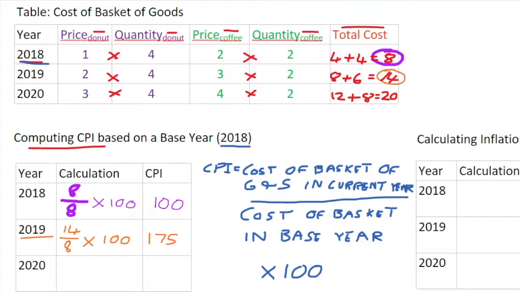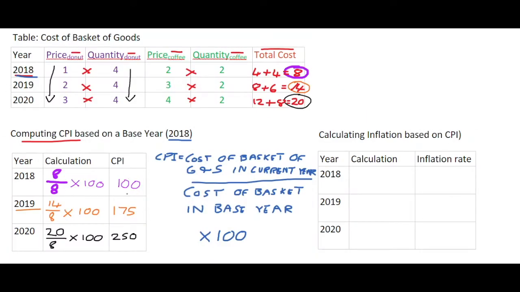In 2020, the cost of the basket of goods and services in the current year is 20. So 20 divided by the cost of those in the base year, which we know is 8. And again, we multiply our answer by 100. So 20 over 8 multiplied by 100 is 250. So now we can see our CPI is increasing over time, not because the quantity is increasing, which isn't happening here, but because the prices, so simply prices of goods and services, are increasing. So that's how we construct our CPI index.